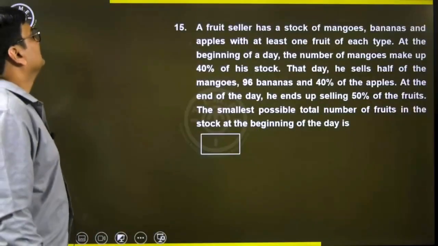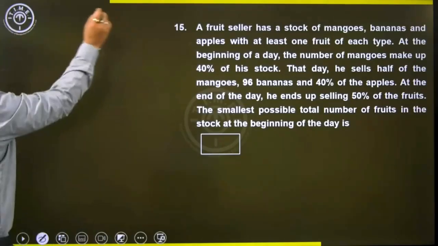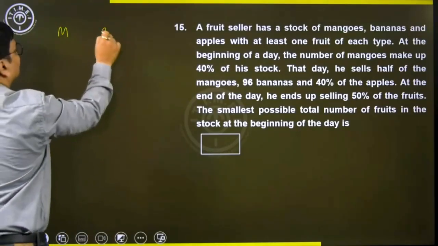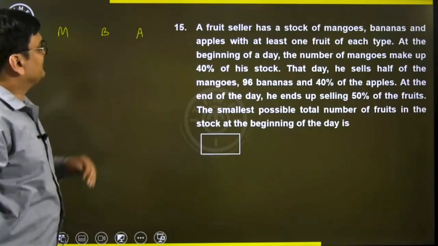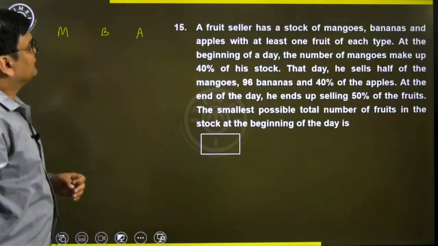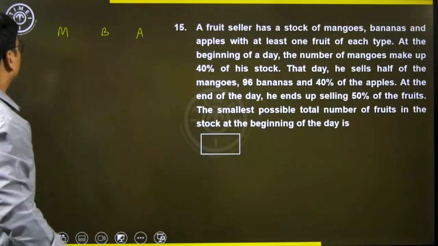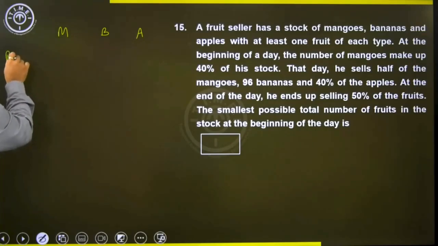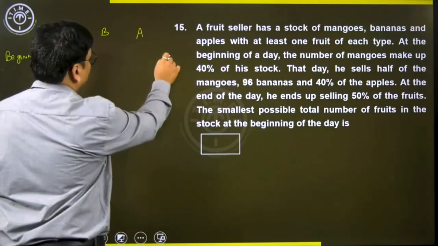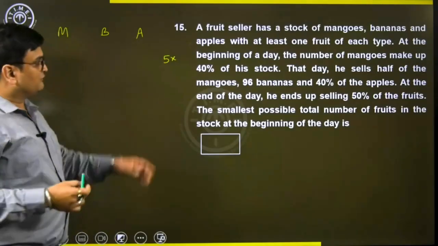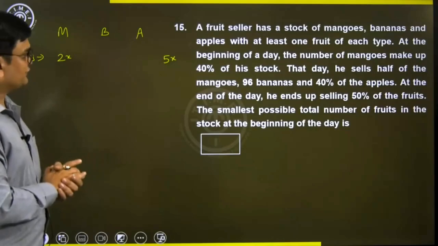Next, 15th one. A fruit seller has a stock of mangoes, bananas and apples, with at least one fruit of each type. At the beginning of a day, the number of mangoes make up 40% of his stock. So suppose the total stock was 5x. What will be 40% of this? It will be 2x. So 2x number of mangoes were there.